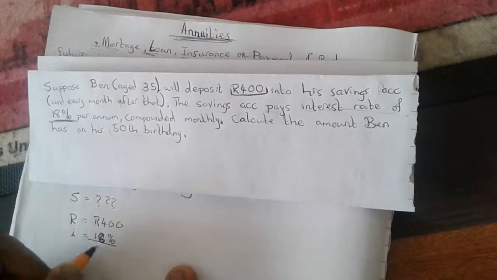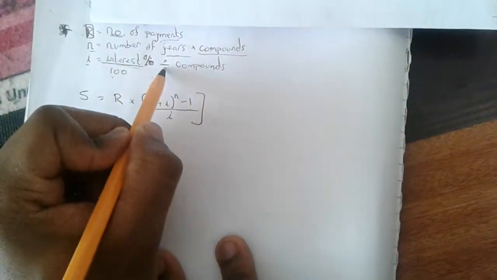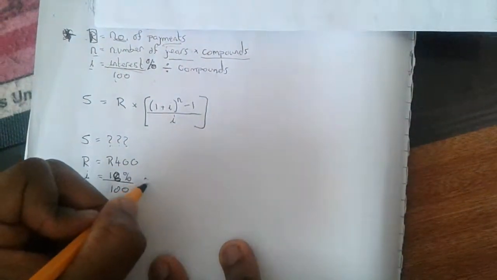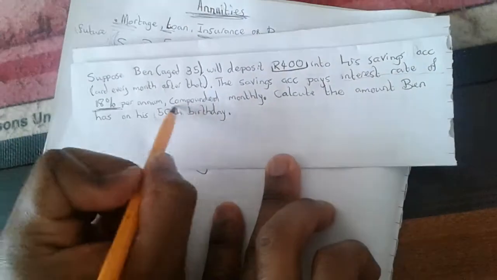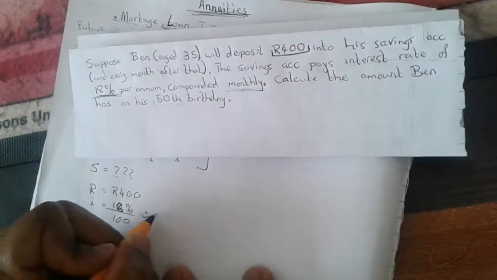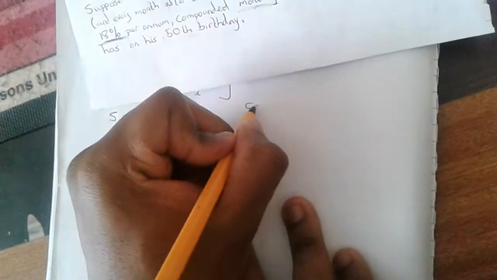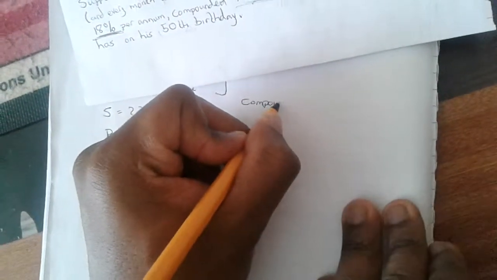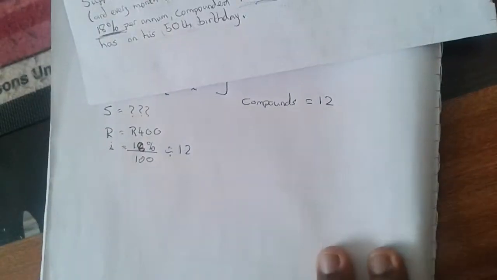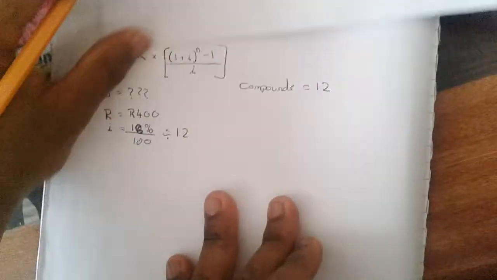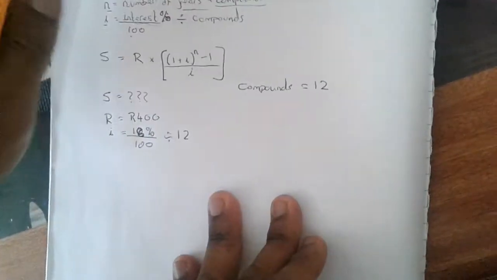18 per cent, divided by 100, divided by the number of compounds, because since they said compounded monthly, it's going to be 12. The number of compounds is equal to 12 since it's monthly. Go back to the previous videos if you do not understand.